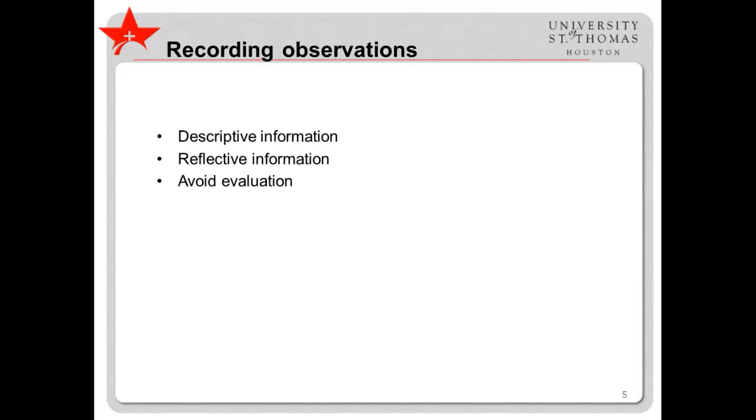Field notes, which the observer takes during observation, include descriptive information about what the observer has directly seen and heard on site. Field notes also include reflective information that captures an observer's personal reactions and thoughts related to the observations. The researcher avoids evaluative terms in field notes, but instead describes behavior.